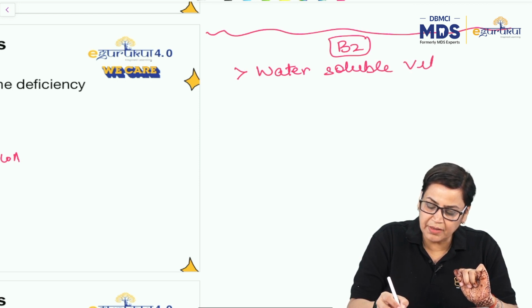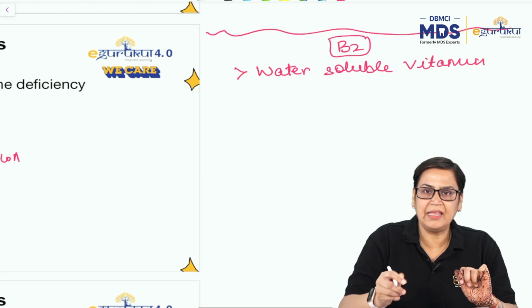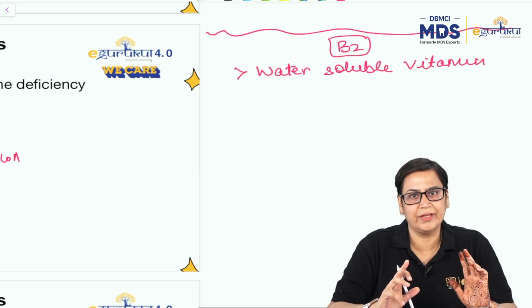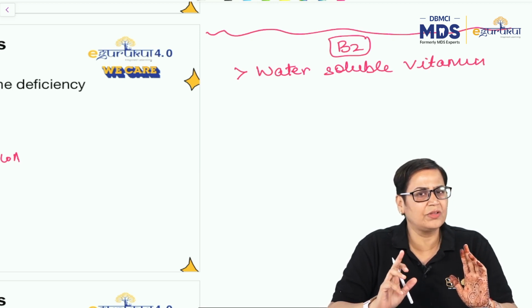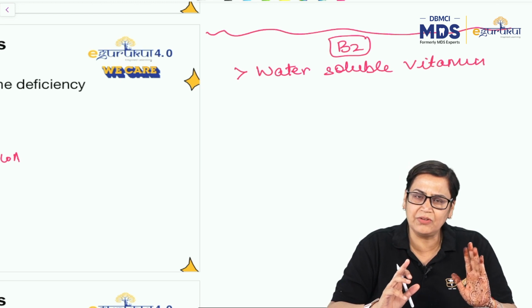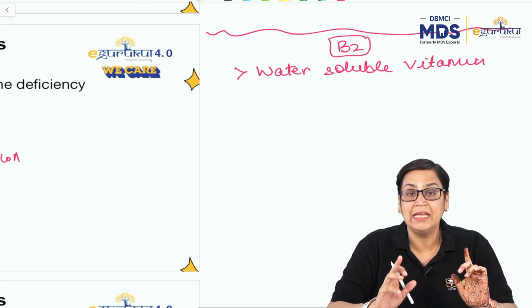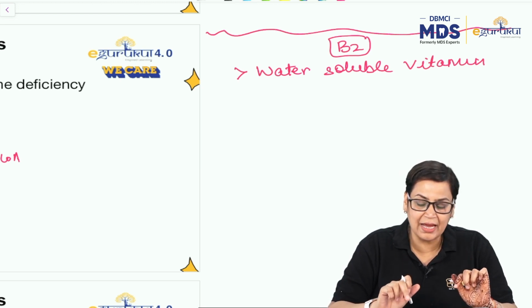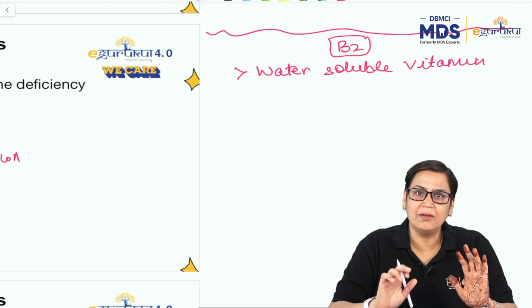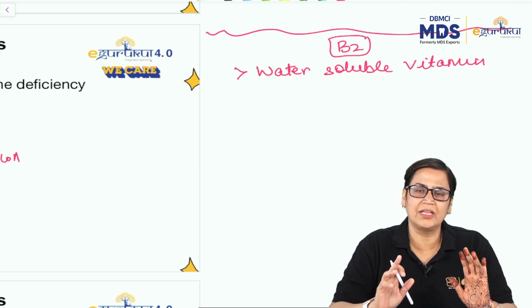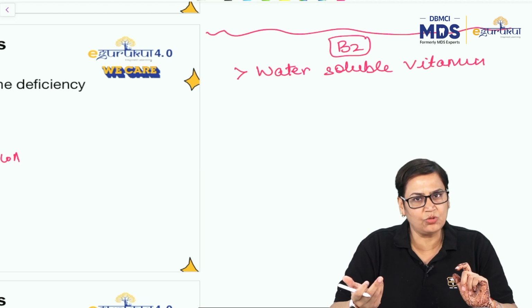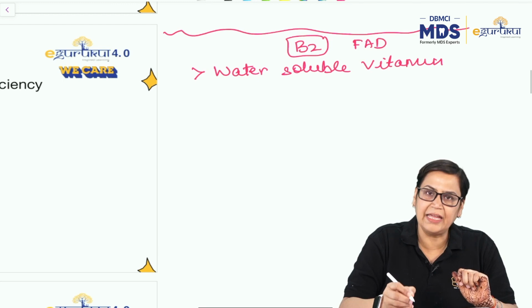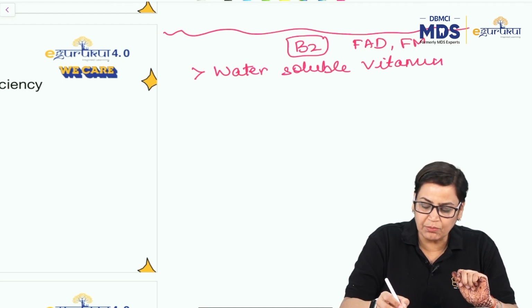And always remember that all the B complex vitamins function as coenzymes. And this is again one of the very, very important points of difference between fat soluble and water soluble. In fat soluble, only vitamin K functions as a coenzyme, whereas in water soluble B complex, all of them are functioning as coenzymes. So this is again B2, riboflavin, whose active forms are FAD, flavin adenine dinucleotide, and FMN, flavin mononucleotide.